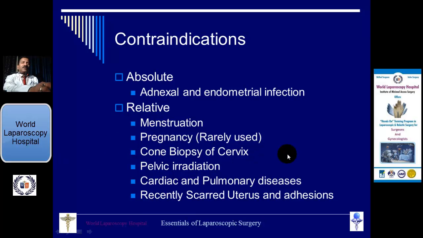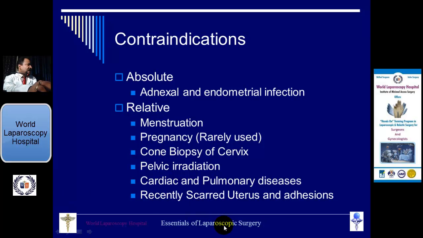Now, cone biopsy of the cervix and pelvic irradiation: if it has been done, don't do it. If pelvic irradiation has been taken, then there are chances of a lot of weakness of the wall due to fibrosis, and there may be chances of perforation. Then if the patient already has cardiac or pulmonary disease, they cannot tolerate the little bit of sodium and potassium. So if the patient has cardiac and pulmonary disease, we will not do it.